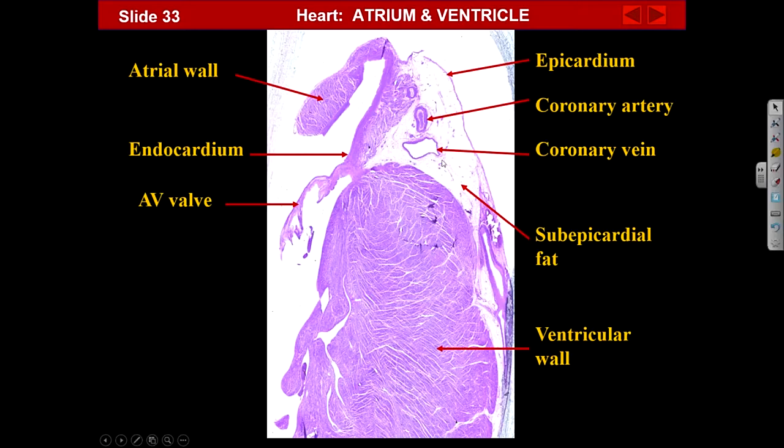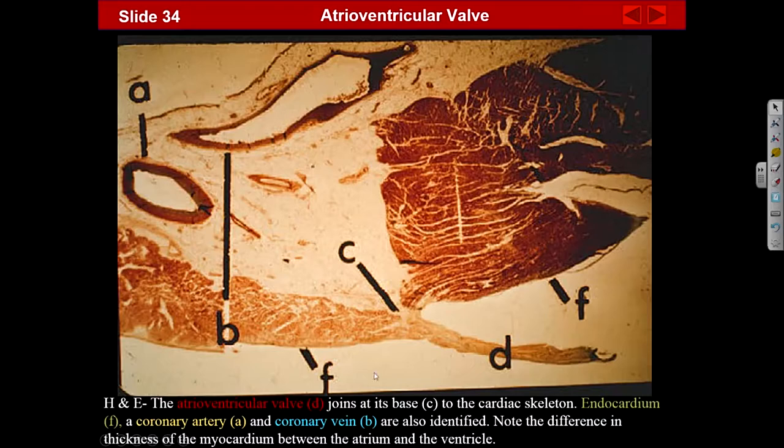Here's another high power view of the AV valve. So again, thickest cardiac muscle layer is in the ventricle, not so much in the atrium. So this valve is running from the atria in the direction of the ventricle, so that's an AV valve. This is the inner surface, because that's where the valve is, endocardium, myocardium, epicardium, and we've got a coronary artery.